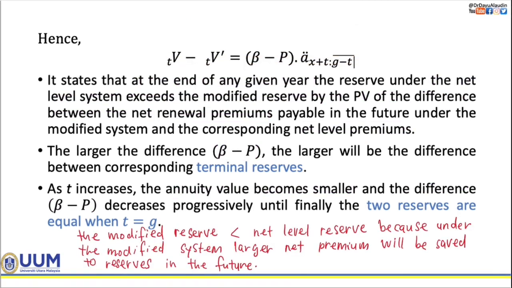The modified reserve is greater than the net level reserve because under the modified system, a larger net premium will be saved to reserve in the future.